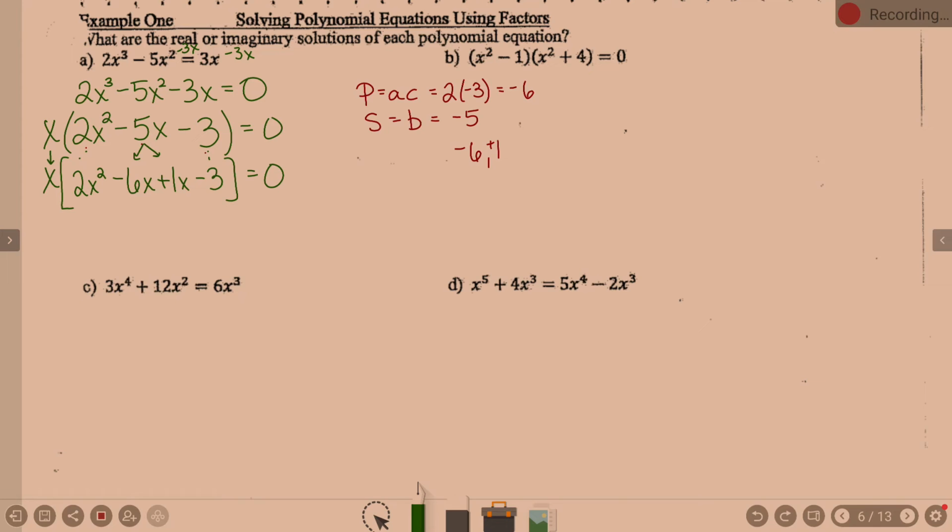The x out front, keep dropping it, yes? Inside your parentheses, I can't change the brackets because I know I'm going to need brackets in a moment. I have 4 terms. How do we factor 4 terms? Split it in half. GCF of 2x squared minus 6x is 2x. 2x squared divided by 2x is x, minus 6x divided by 2x is 3. GCF of 1x minus 3.